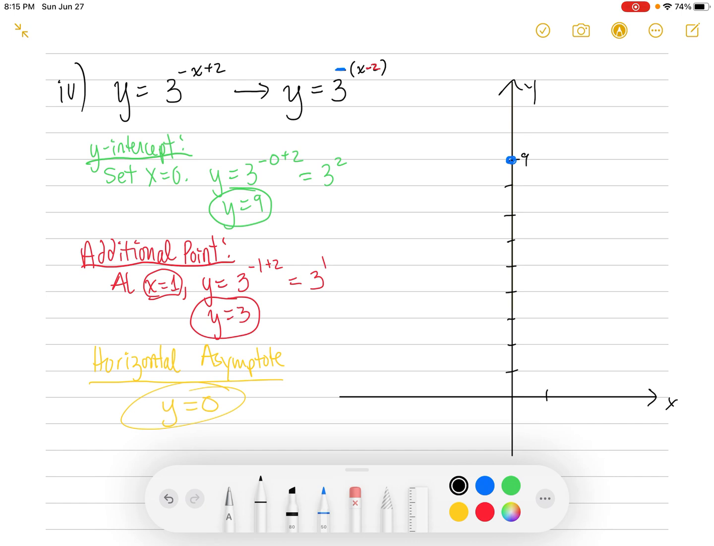Okay, so we have a y-intercept at 9. 1, 2, 3, 4, 5, 6, 7, 8, 9. And I have an additional point at 1, 3. Be right here. So as you go from left to right, these are going to connect, and they're going to approach your horizontal asymptote, which is at y equals 0.